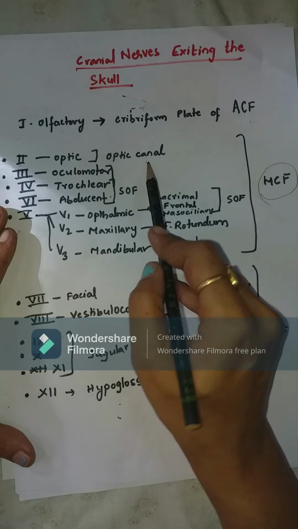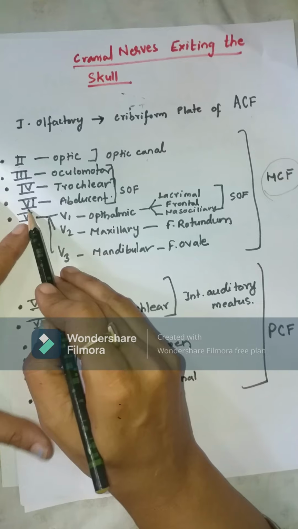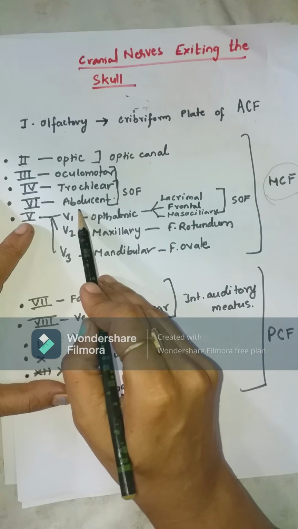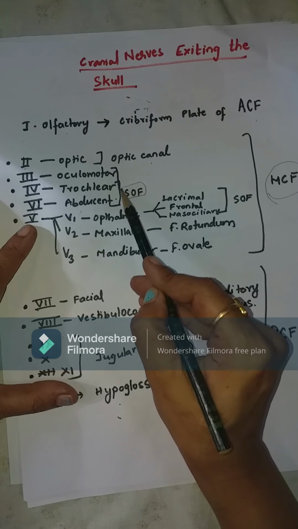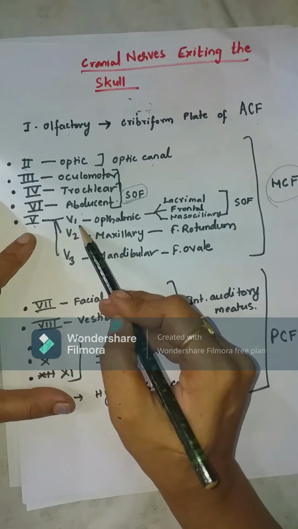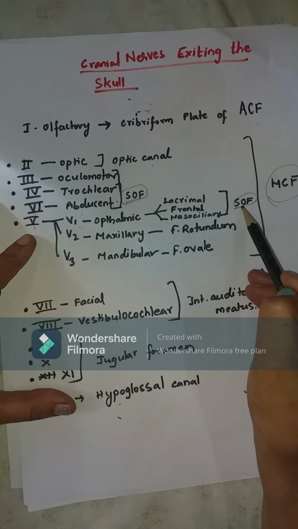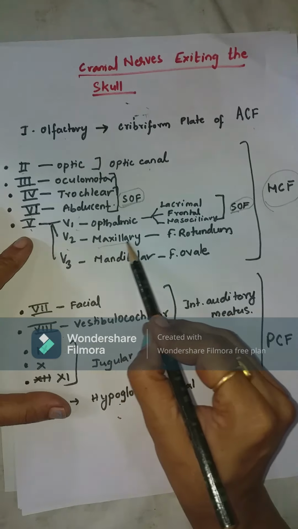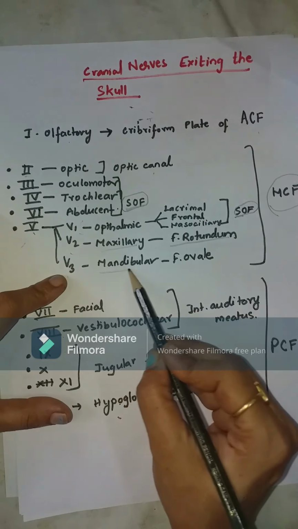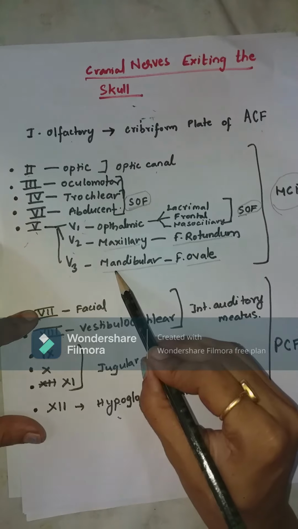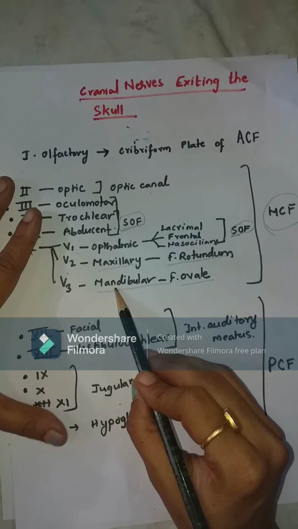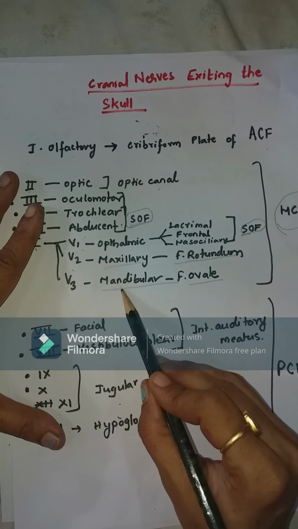We just have seen. Third is 3rd, 4th and 6th. 3, 4, 6. That is oculomotor, trochlear and abducent. They will pass through the superior orbital fissure. Besides this, the 5th cranial nerve, V1, will also pass through superior orbital fissure. V2, that is maxillary nerve, will pass through foramen rotundum. V3 will pass through the foramen ovale. And mandibular nerve, as it passes through the foramen ovale, it will supply the structures within the infratemporal fossa.